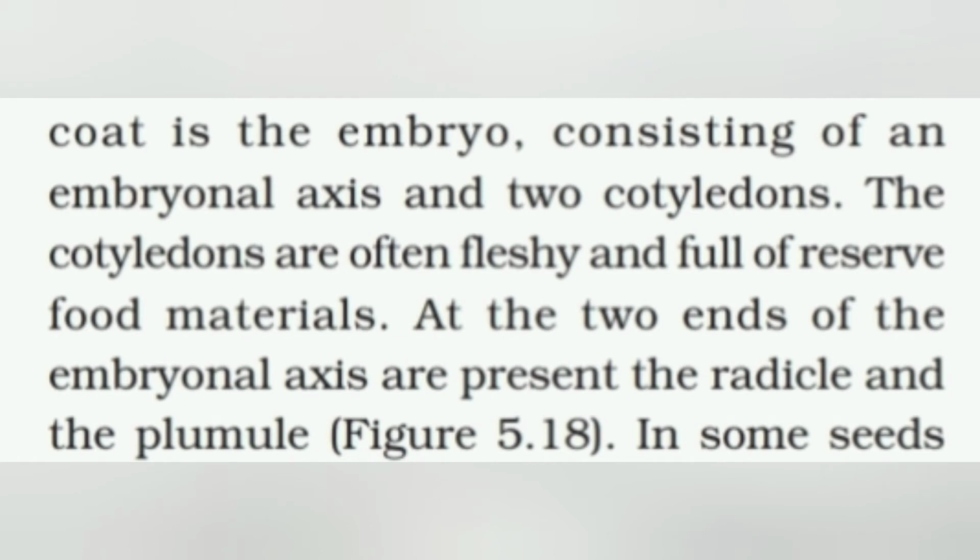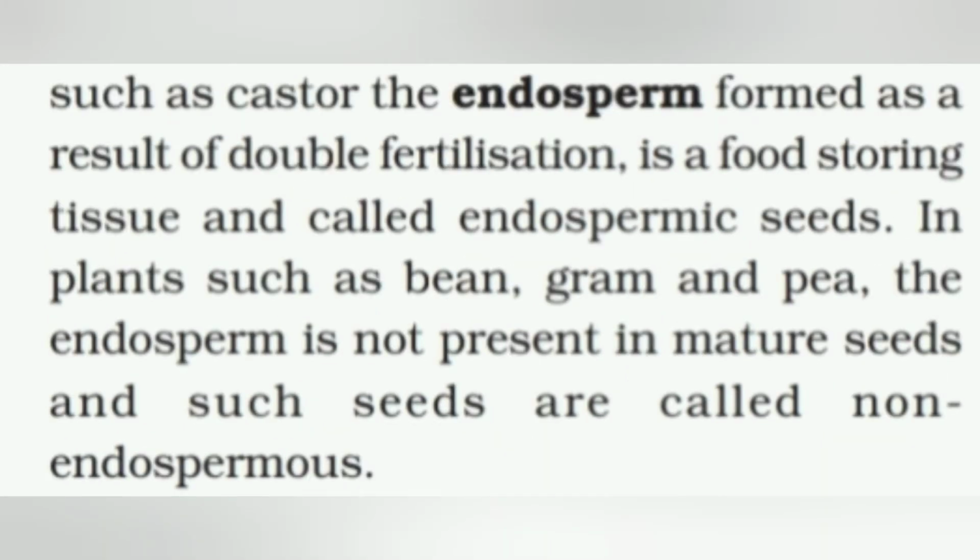Within the seed coat is the embryo consisting of an embryonal axis and two cotyledons. The cotyledons are often fleshy and full of reserve food material. At the two ends of the embryonal axis are present radicle and plumule. In some seeds, such as castor, the endosperm formed as a result of double fertilization is a food storing tissue, and these are called endospermic seeds. In plants such as bean, gram, and pea, the endosperm is not present in mature seeds, and such seeds are called non-endospermous. So, there are two kinds of seeds, endospermic and non-endospermic seeds.